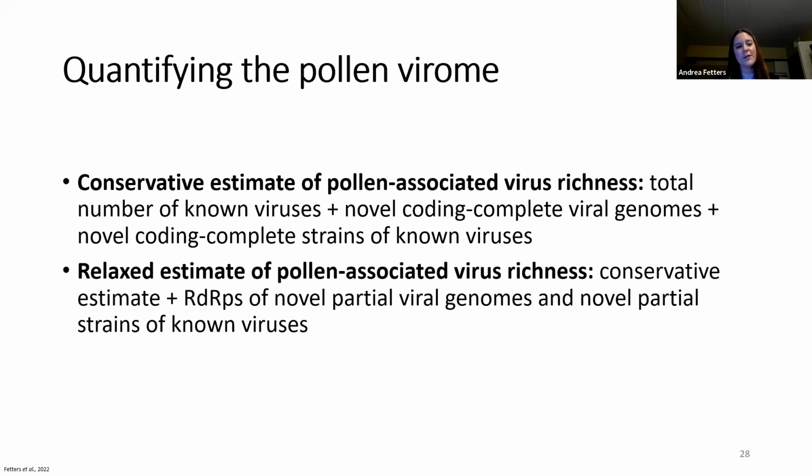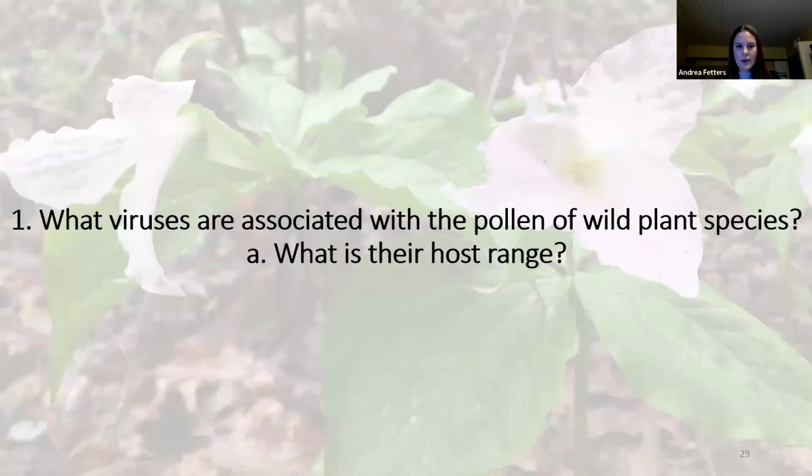We had a little bit of a relaxed estimate of pollen-associated virus richness as well, which included everything from the conservative estimate, but also the counts of those RDRPs of the partial viral genomes as well. So as a reminder, our first main question was, what viruses are associated with the pollen of wild plant species, and what is their host range?